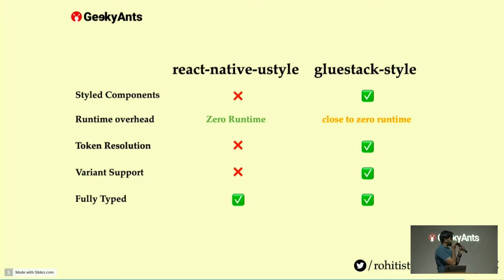Then token resolution. As of now, React Native ustyle doesn't have token resolution. GlueStack style has it. Variant support is also not the target. And last thing, both of them are fully typed. So whatever they do, they have full TypeScript support for that.